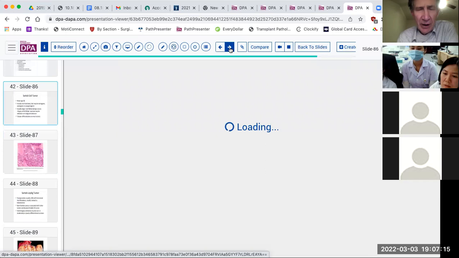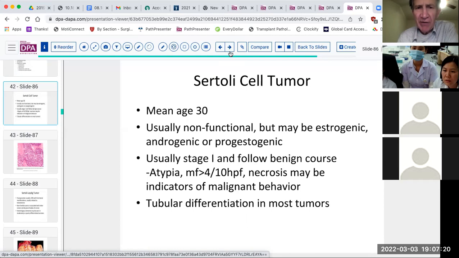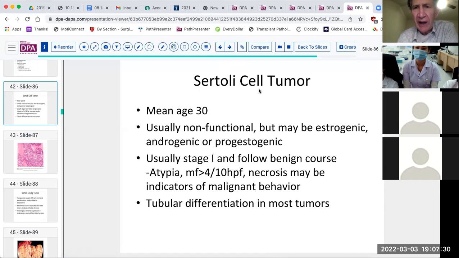One of the things that we try to remember about these things is that they're very often age group and clinical presentation specific. So for example, Sertoli cell tumors and Sertoli-Leydig cell tumors tend to be somewhat younger patients, early adulthood. The Sertoli cell tumor is often not functional, but occasionally there will be hormone impacts. And this is usually a very benign tumor. But if you see a lot of necrosis or atypia, you may be tempted to think that it's carcinoma. And if you rule out carcinoma on the basis of immunohistochemistry, you could then think about a malignant Sertoli cell tumor with the appropriate markers and so forth.